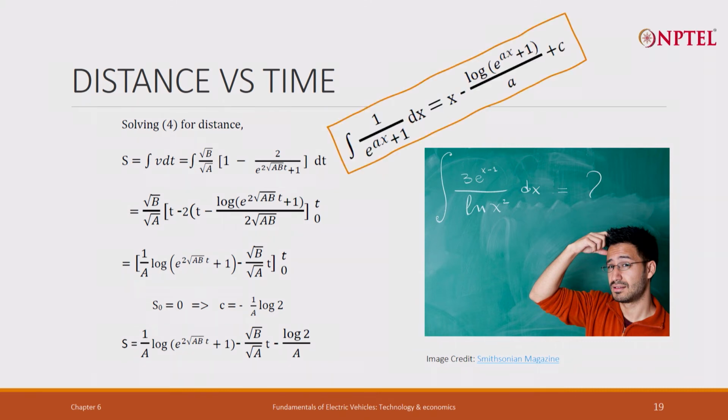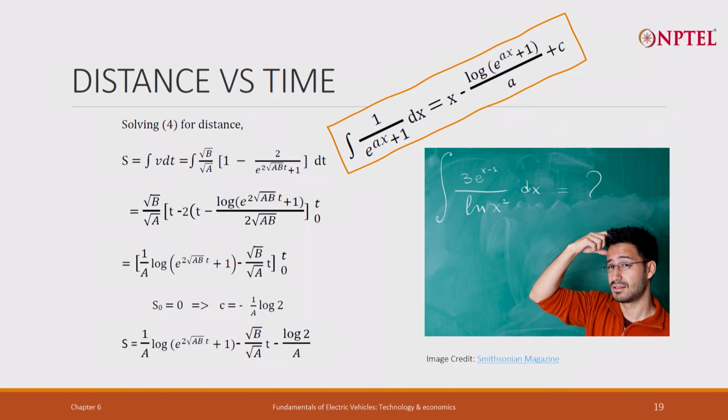But the only clue I want to give you is that this equation is of the form this, and if you apply this rule, you can derive this. Only thing you have to remember is that after you integrate, there is a constant of integration which is minus 1 by a log 2, and if you apply that, then the equation for distance becomes this.